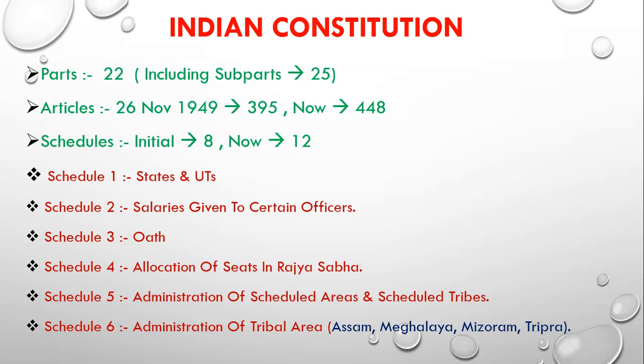So how to allocate these seats? And how many seats should be given to which state? It is written in Schedule 4. So how many seats should be allocated to which state in Rajya Sabha? It is given in Schedule 4.